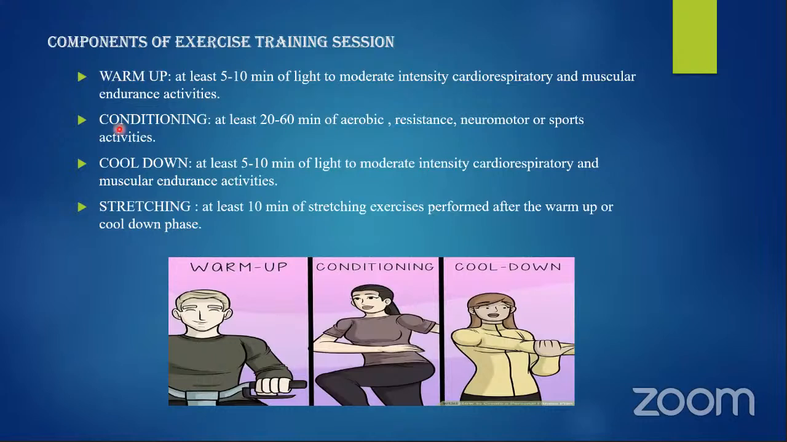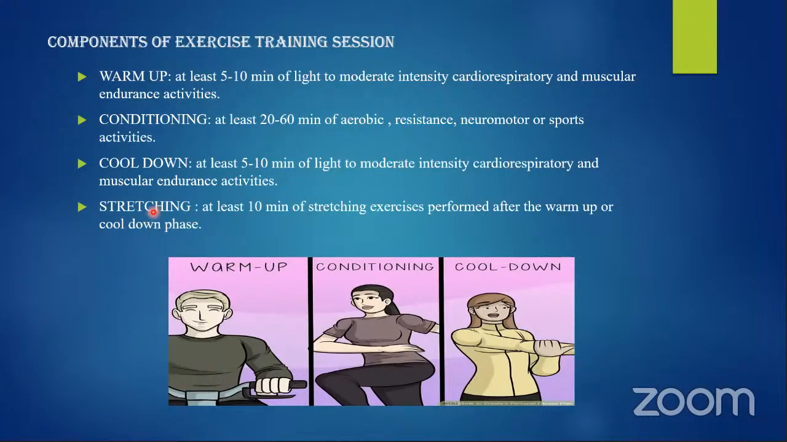Next comes the conditioning. The conditioning phase should be done for at least 20 to 60 minutes a day. The conditioning phase may be of aerobic exercises, resistance exercises, neuromotor exercise, or some sports specific activities. Next comes the cool down. So cool down is done after the exercise session. It should be done for at least 5 to 10 minutes of light to moderate intensity cardiorespiratory and muscular endurance activities. So the benefits of cool down include, it relaxes the body, it helps in recovery of pre-exercise heart rate and blood pressure, it prevents immediate post-workout muscle spasm and cramping.